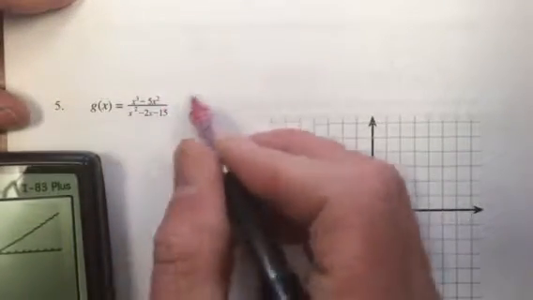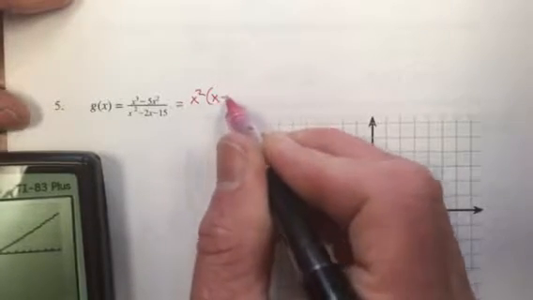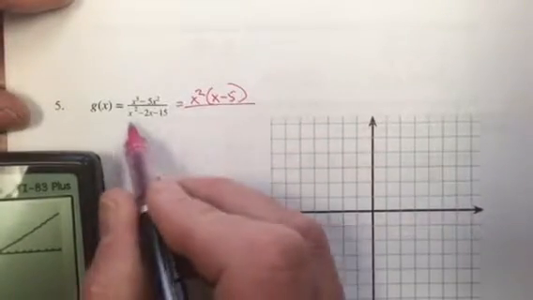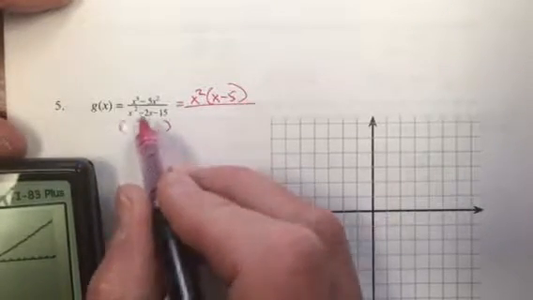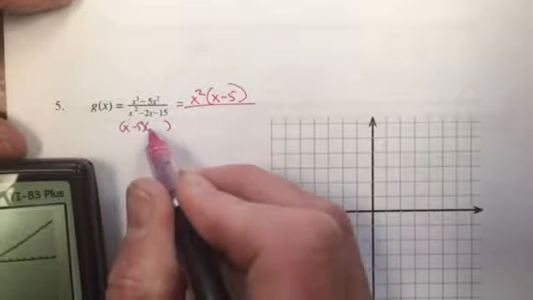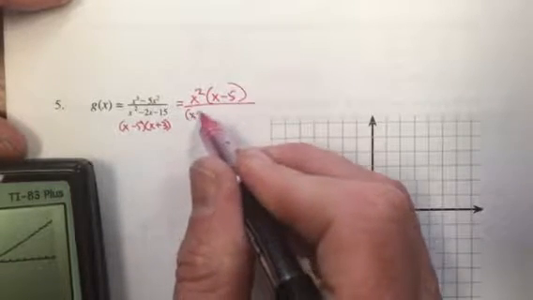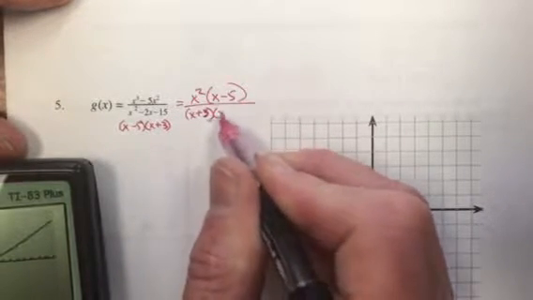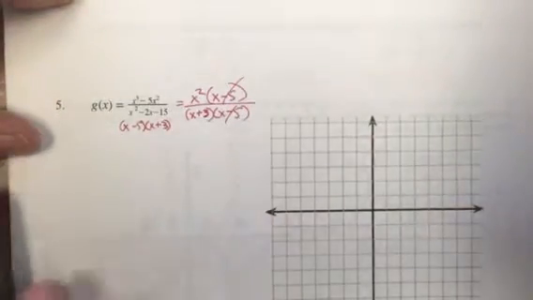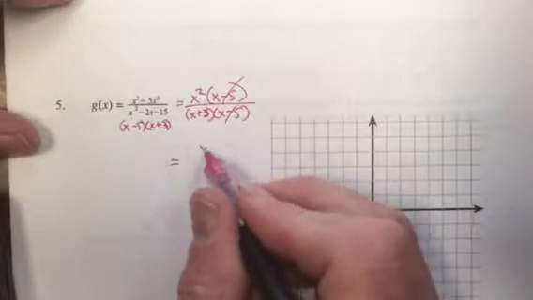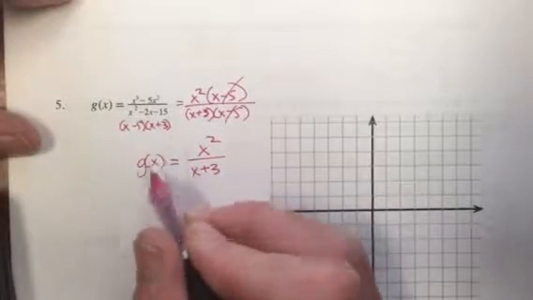I see x's in both places, so I'm going to rewrite that with the x squared factored out. That's x minus 5. Down below, I'm going to see if I can factor this. Let's see, 15 and 2. Yep, I'm going to get x minus 5 and x plus 3. So x plus 3 and x minus 5. Lo and behold, these cancel. That means we're going to have a removable discontinuity. This is basically x squared over x plus 3. All right, that's what g of x is when it's modified.